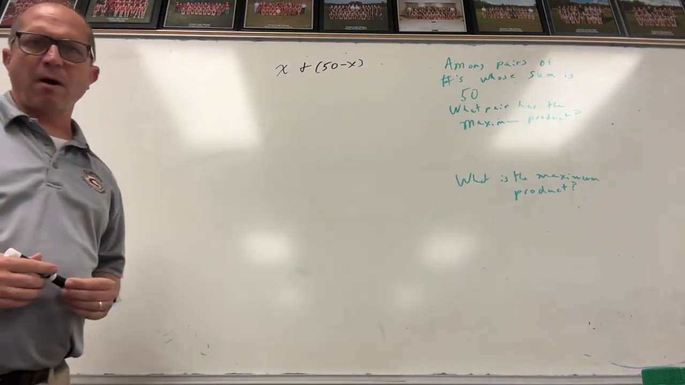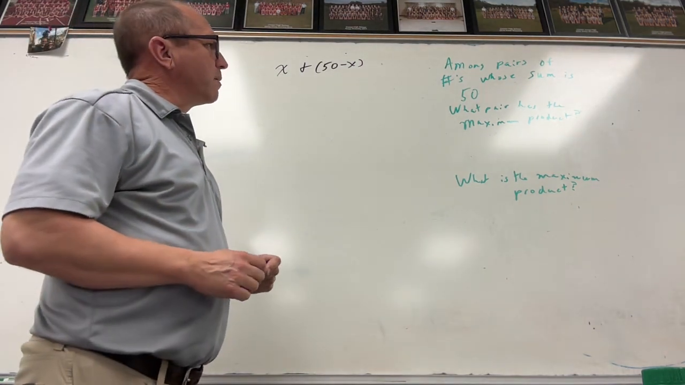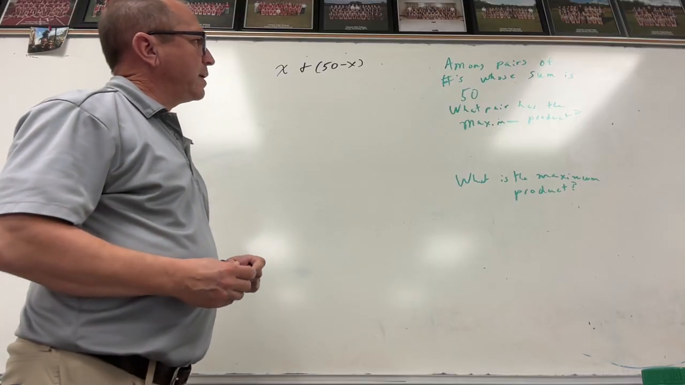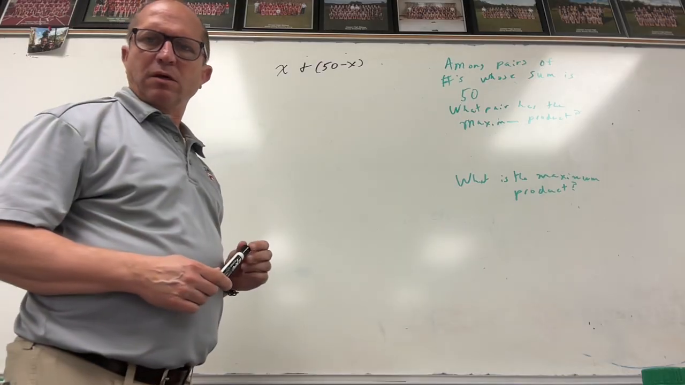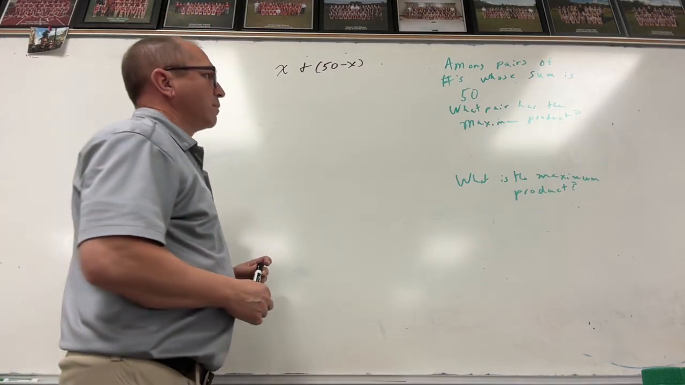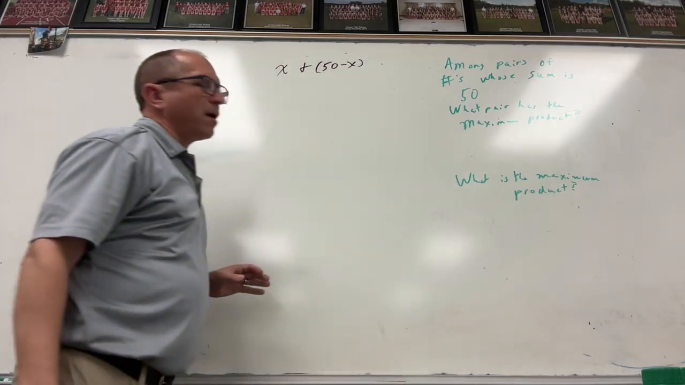Next problem we're going to look at says: among pairs of numbers whose sum is 50, which pair has the maximum product? And what we want to know is what pair has the maximum product, but also what is that maximum product?